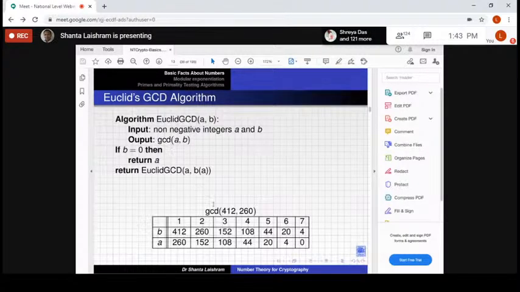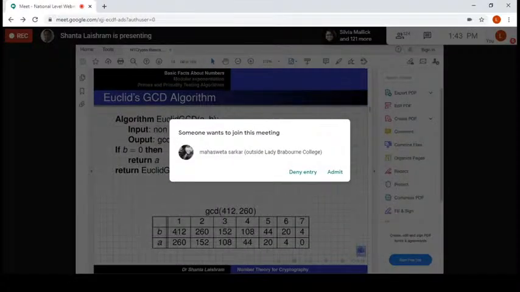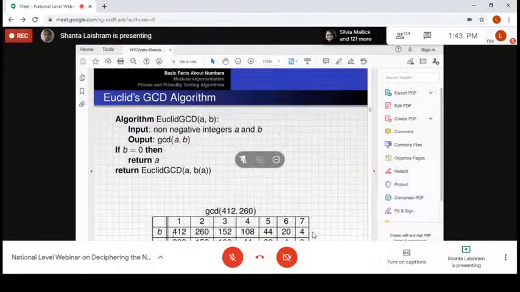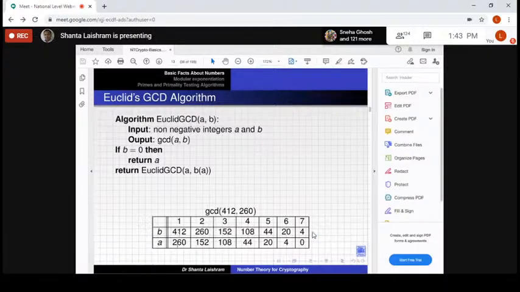So of course, if B is 0, then GCD is A. Otherwise, you take the GCD of A and the remainder when B is divided by A. So for example, you take A to be 260, B is 412. Now the remainder of 412 when divided by 260 is 152. So GCD of 412 and 260 is the same as GCD of 260 and 152.